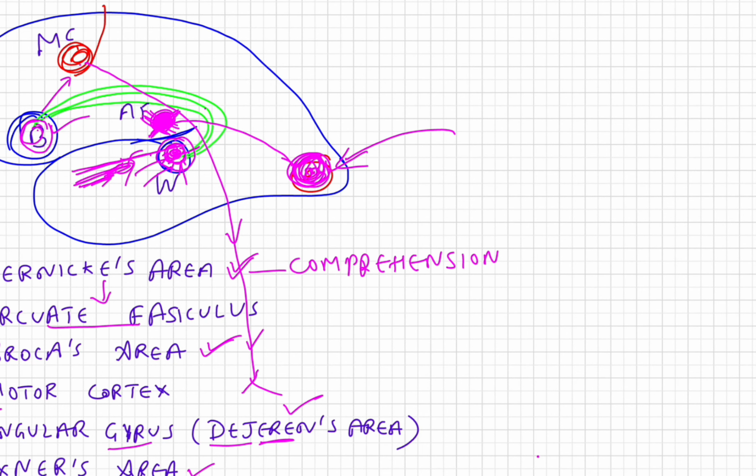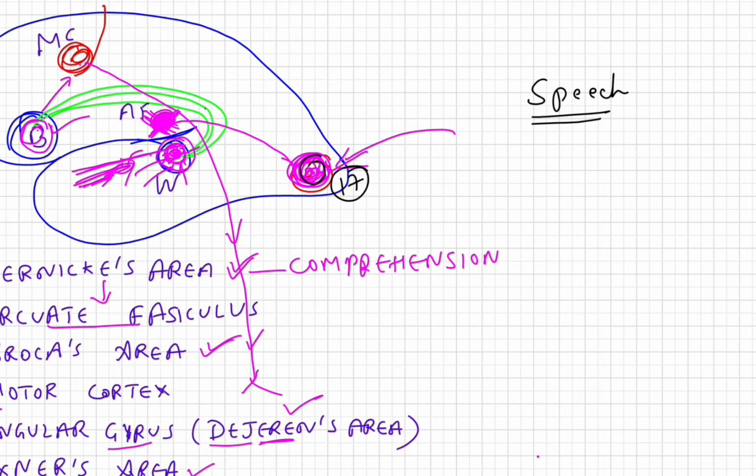Now we will understand how the written speech is processed. Okay, now see, I'm writing the word speech. Clear? Now, these written words are first received in the primary visual cortex, area number 17 of the occipital lobe. The visual impulses travel via your optic nerve and reach area number 17.